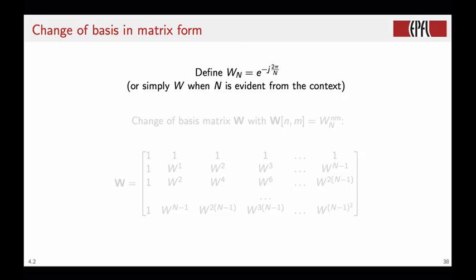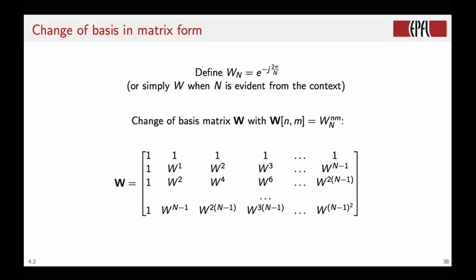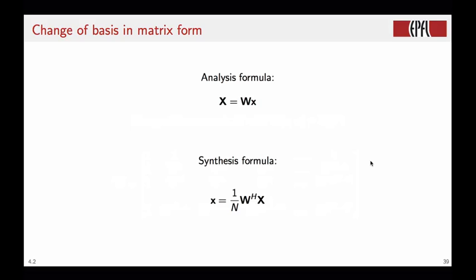So if we define big W of n as e to the minus j 2 pi over n, or simply W when big N is evident from the context, then we can write this big matrix where we put basically the conjugate of each basis vector in each row. And with this notation, the analysis formula will give us a vector of Fourier coefficients as the product of the matrix W times the signal vector x.